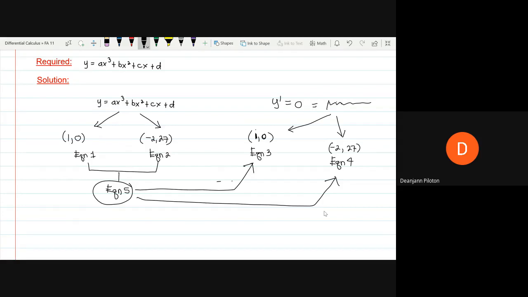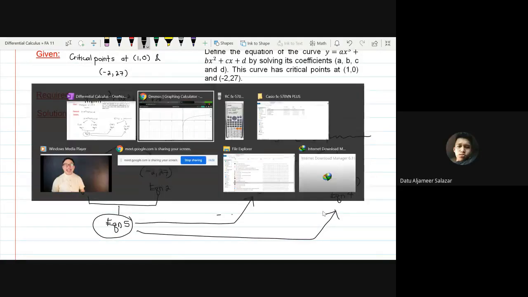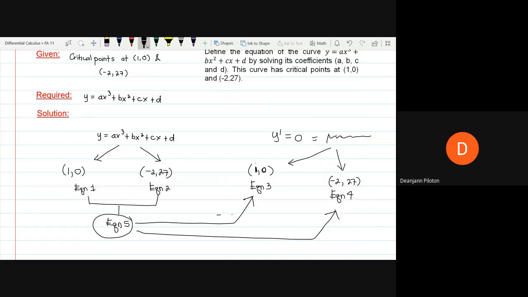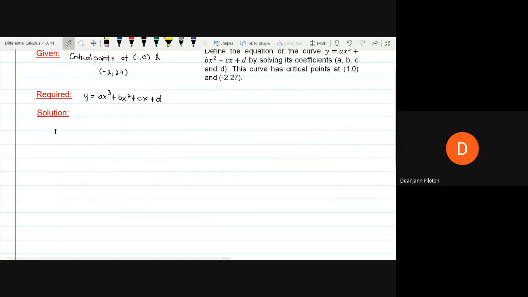Okay, do you get the strategy so far, class? Yes, sir, okay lang. Okay, so let's apply it. I'll erase this. Okay, let's focus on the curve first.